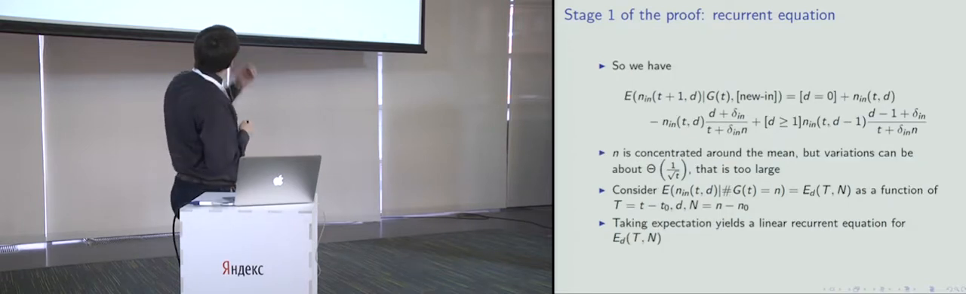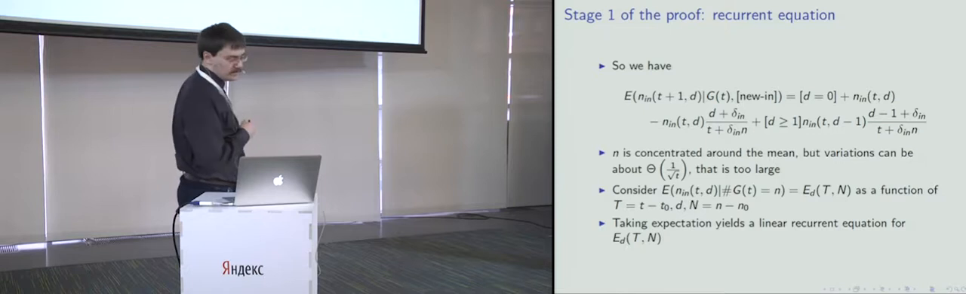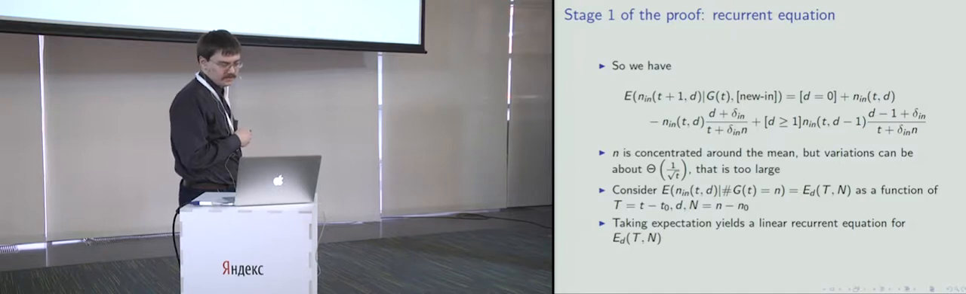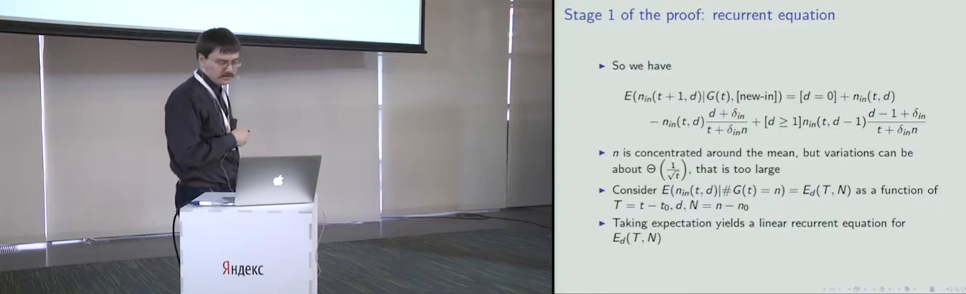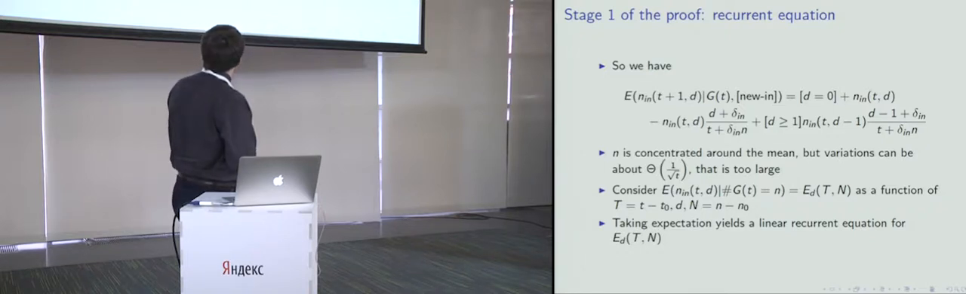And now we want to take an expectation, a global expectation. Unfortunately, n is concentrated but the variations can be quite large, too large for our results. So we take an expectation over all graphs with a fixed number of vertices, and if n is fixed, then this essentially is linear in n. So we obtain some recurrent equation for some function of t and n.